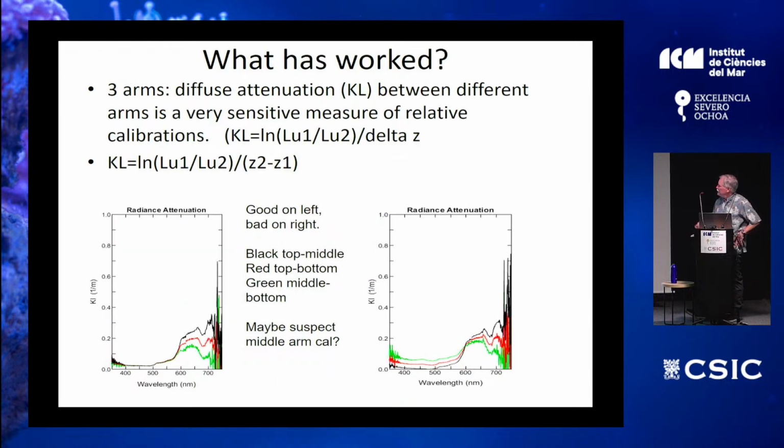responses. So what's worked? We have the 3 arms, so that we can look at the diffuse attenuation between the arms, and if everything's working really well, they all should match up really closely below 500 nanometers. They vary here because of a process called inelastic scattering. But if one arm is suspect, then you'll get this separation, and we can try to figure out which arm has a calibration error. But in general, we'll see situations like that.